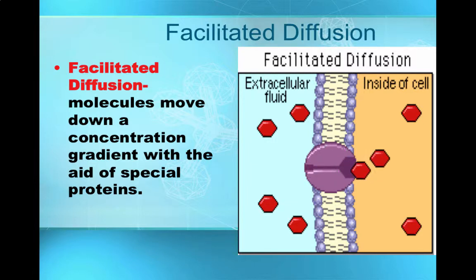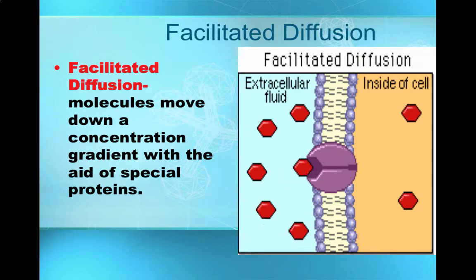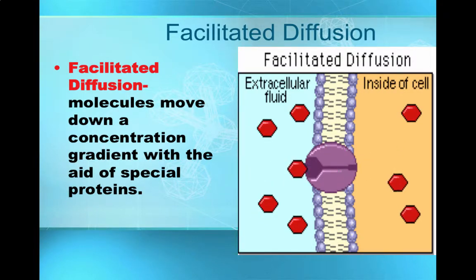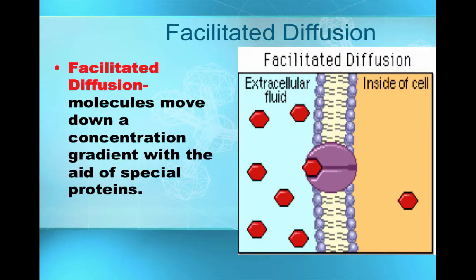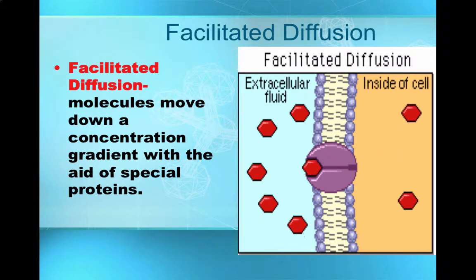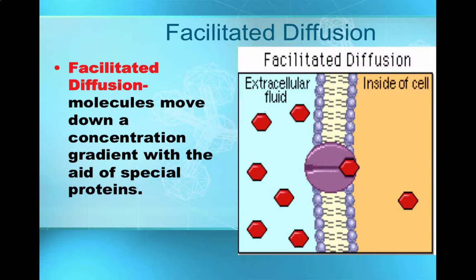Facilitated diffusion is where the molecules move down a concentration gradient with the aid of special proteins. These are for particles that are too large to move through the cell membrane on their own, so they will need something to help them. That's where the integral proteins come in. They provide a channel for these specific molecules. It's still a type of diffusion, still going from high to low, but we're using a protein to do it.